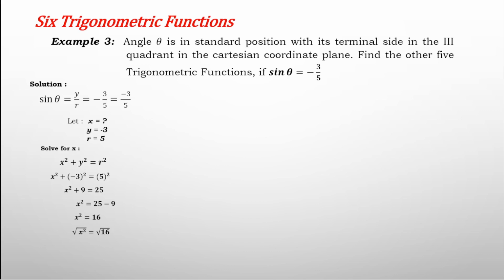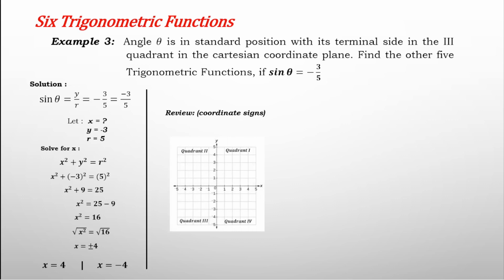As we extract the square root of both sides, we have x is equal to positive or negative 4. So we have two values for x. We have x is equal to 4 and x is equal to negative 4. But we are going to choose only one of these values. And take note, we are going to review the coordinate signs in the Cartesian coordinate plane. So we have here quadrant 1, quadrant 2, quadrant 3, and quadrant 4. Each quadrant has a coordinate sign, and so do the x-axis and the y-axis.